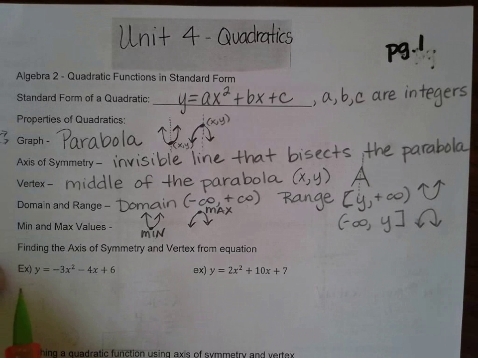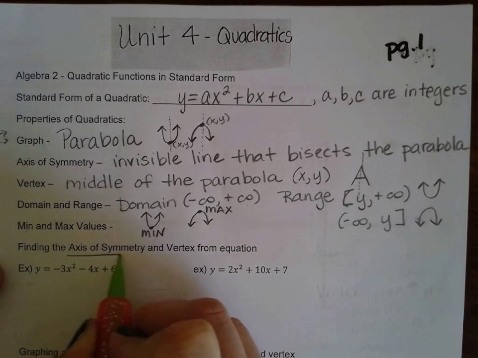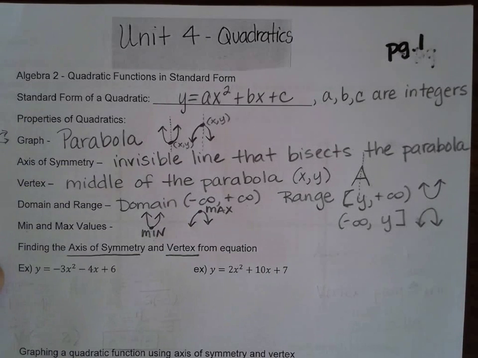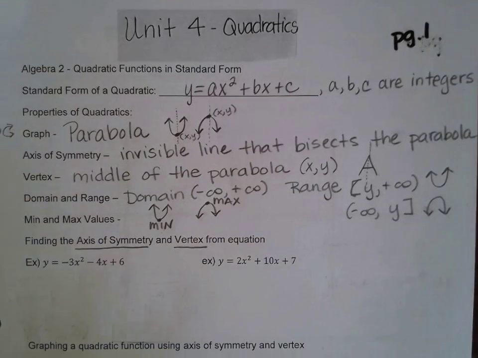Okay, we're going to go down to the first couple of examples. In these examples, we're going to practice how to find the axis of symmetry and how to find the vertex for each equation. We're going to do this by hand, so we're going to use the formulas that were given to you on that first graphing sheet for quadratics.